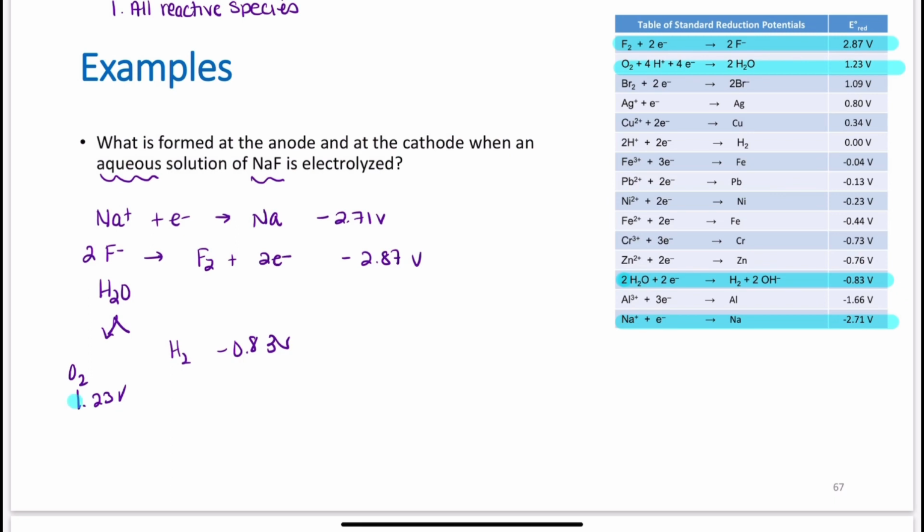These two potentials fall into line much better than the sodium or fluoride do. So what's going to actually happen is at the cathode, I'm going to form hydrogen gas. At my anode, I'm going to form oxygen gas. I'm not actually going to do anything to the sodium or fluoride here just because their cell potentials are so far past what we call your working window for the solvent you're using.